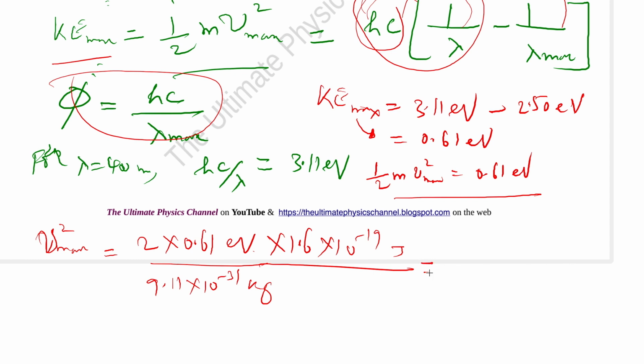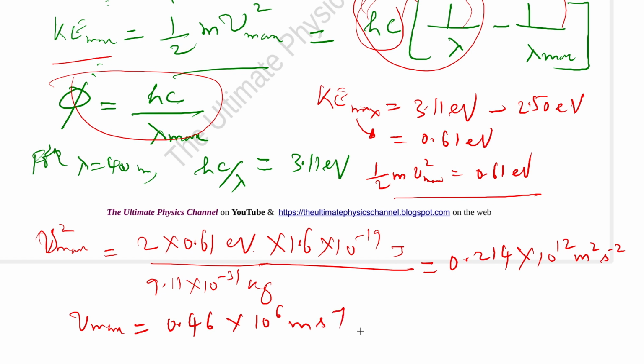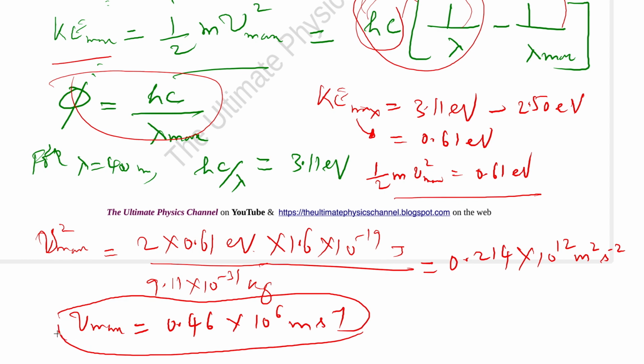And if you do this math, you would get about 0.214 times 10 power 12. That is the units for V max squared, that is meter squared per second squared. From there, V max, by taking a square root for this, we get 0.46, let's say, times 10 power 6 meters per second. This is the maximum speed of the photoelectrons ejected in this process. That's the answer.